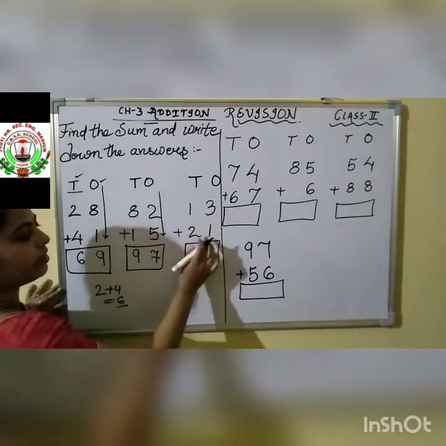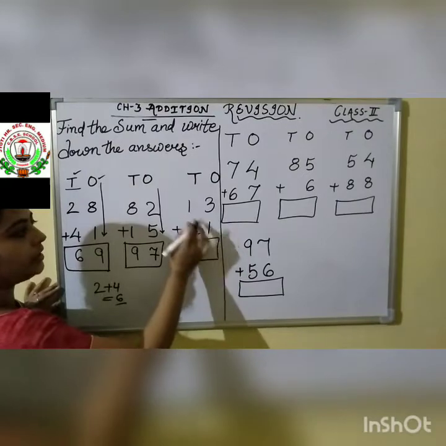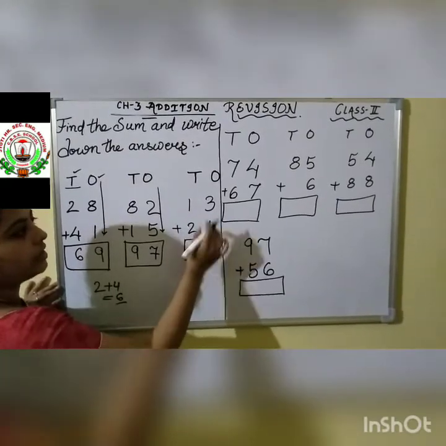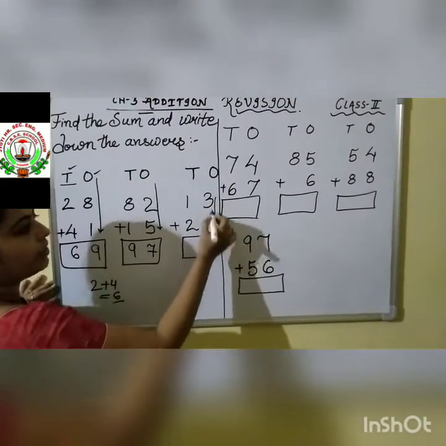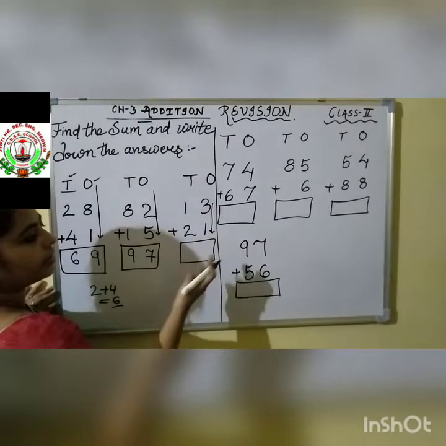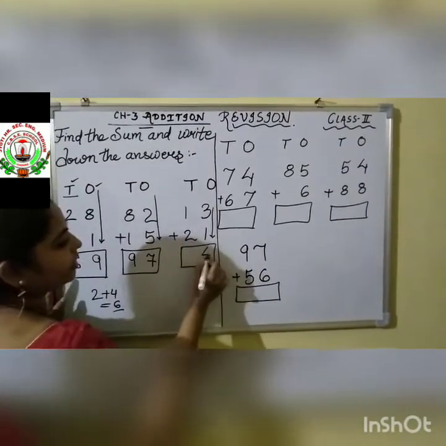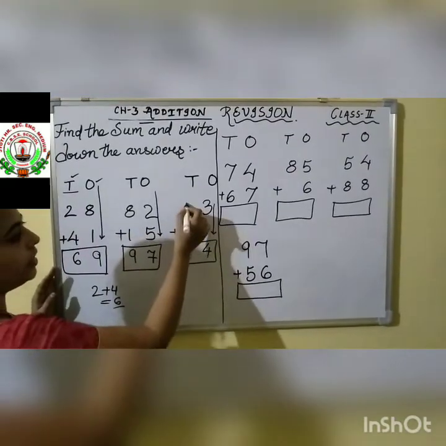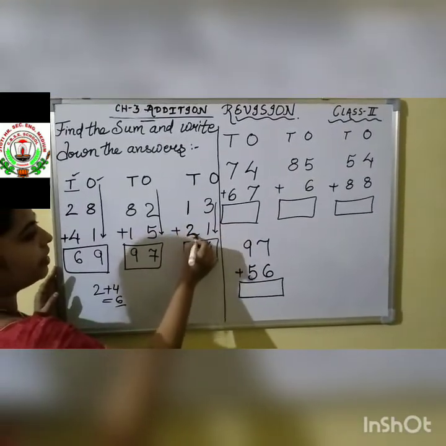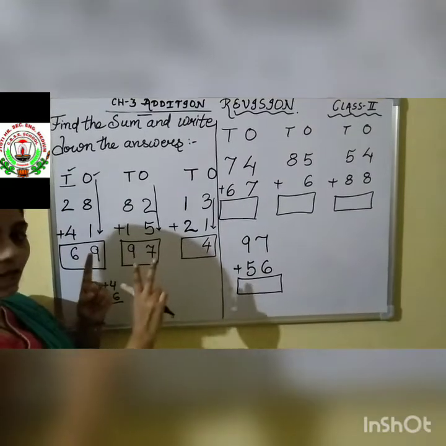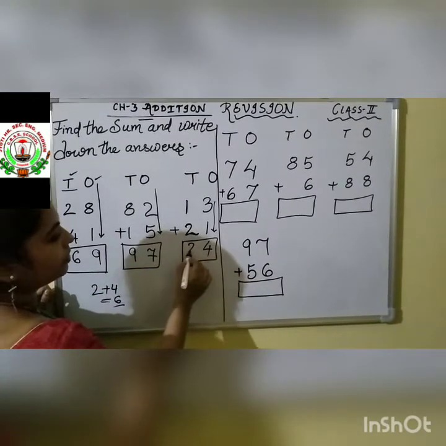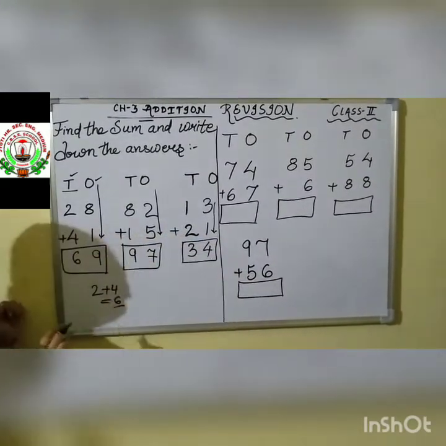13 plus 21. What is the question given? 13 plus 21. Start from the ones place. We have the numbers 3 and 1. 3 plus 1. How much? 4. Okay. Written. Then we have the next numbers under the tens place, 1 and 2. Count how much? 3. So we will write down on the tens column like this.